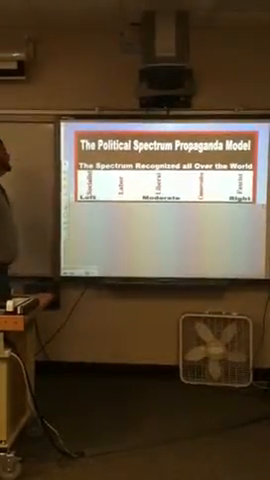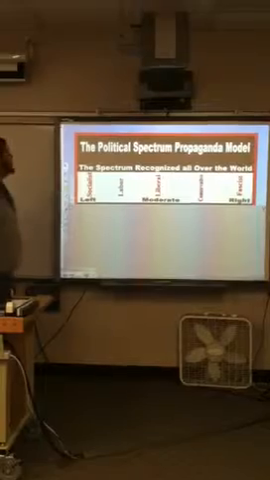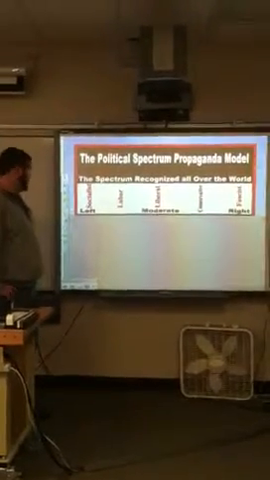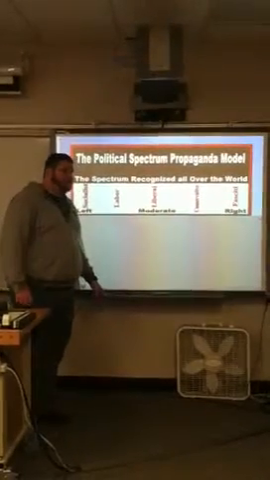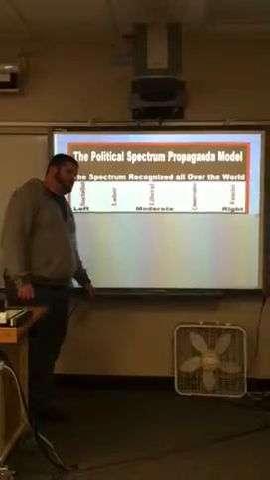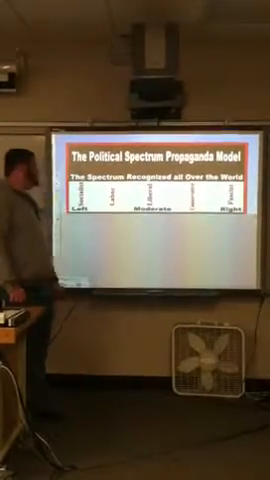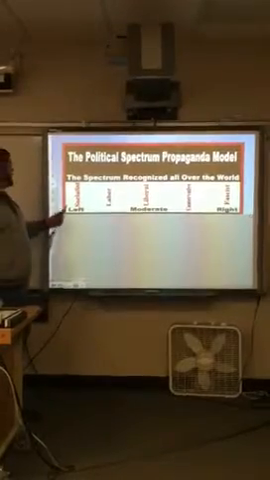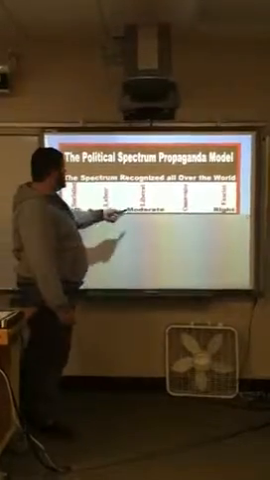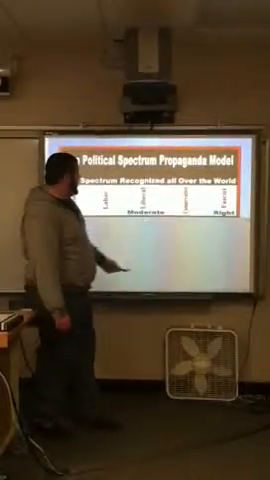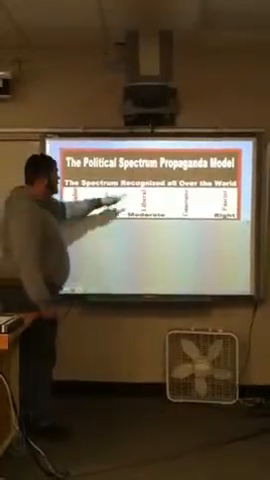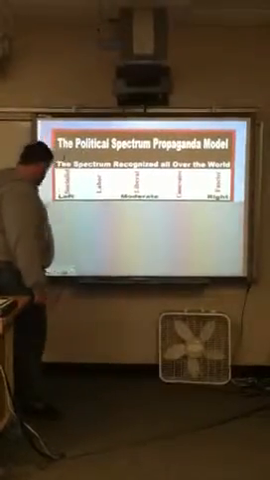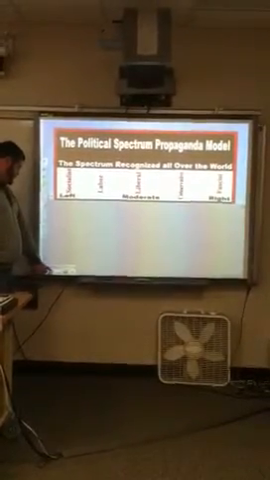All right, the political spectrum, propaganda model. The spectrum is recognized all over the world. It may play a role today, but not as much as it would in World War II or World War I. You have the left side of the spectrum and the right side. The left is socialists, labor unions, and liberals, and then you have conservatives and fascists. There's always been a left, there's always been a right. It's just how people think in two different ways, and then you can split it up into different groups. Like I said, it just depends on what your beliefs are in politics.